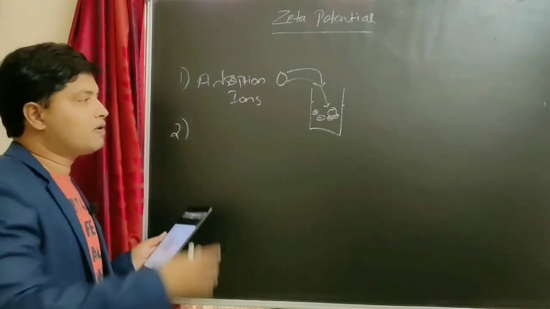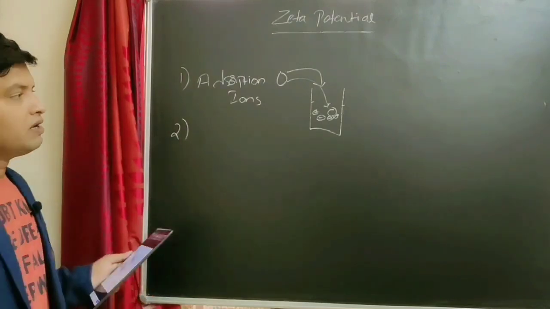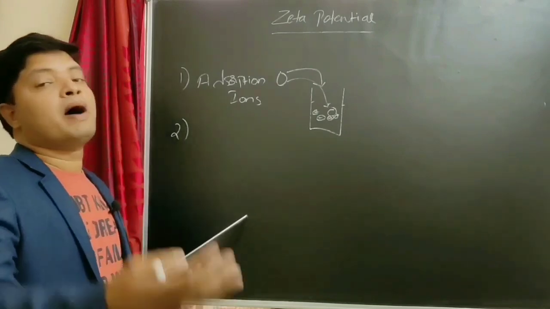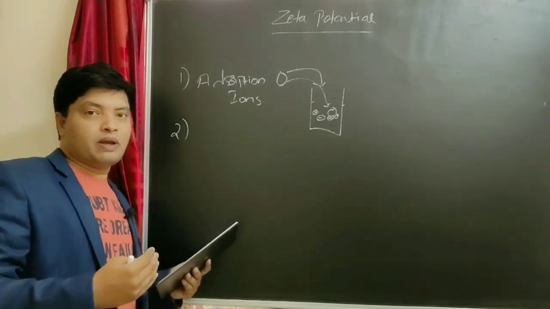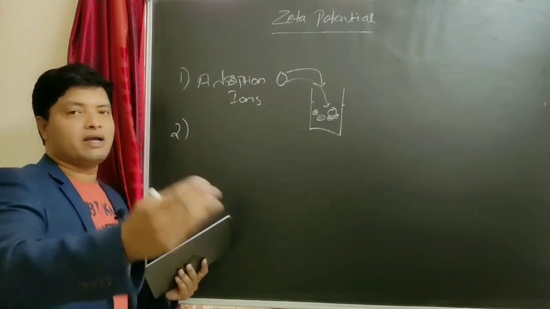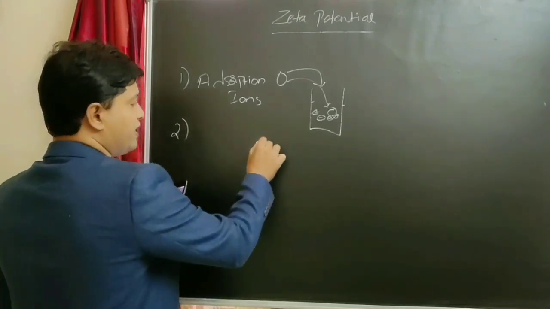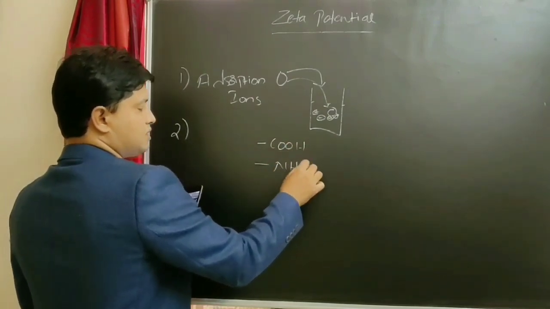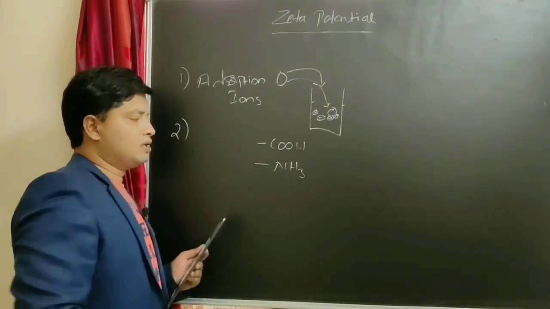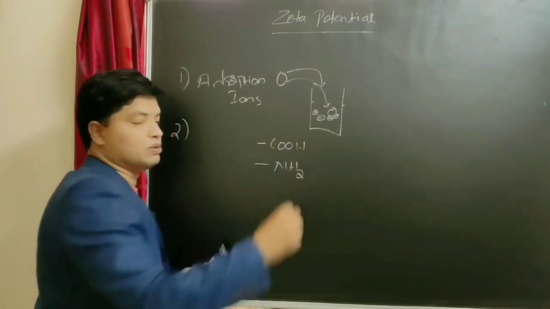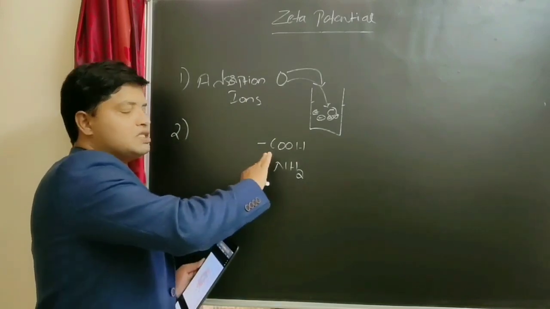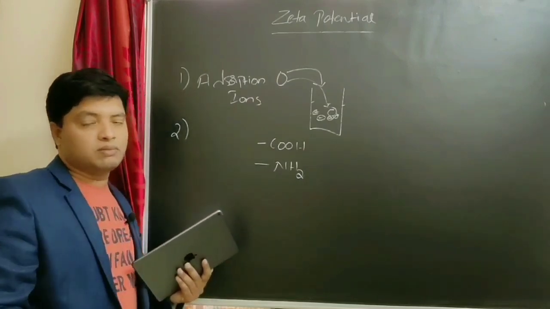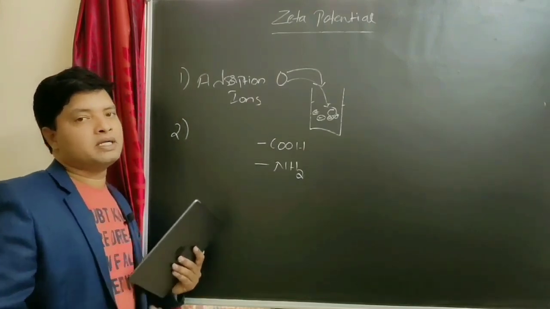Second method, let's say our water is deionized. We don't have any ionizable ions present in the water, but our particle has groups present within it which are ionizing. For example, let's say we have a COOH group or we have an NH2 group. Now what happens as soon as you put these groups in the water? Ionizing doesn't mean it is completely soluble. They are only partially soluble but imparting charge to the particle.